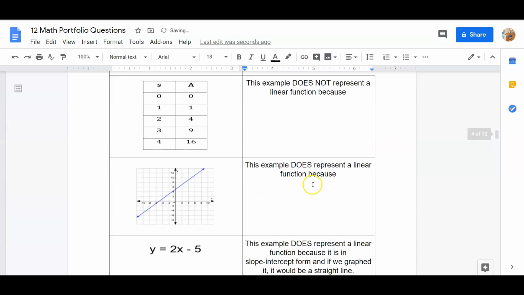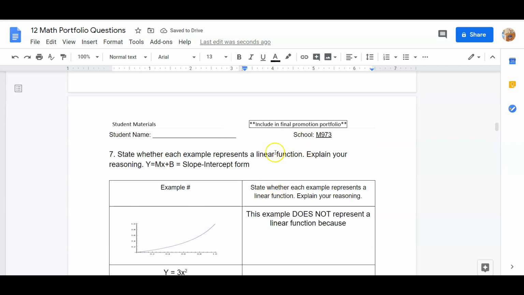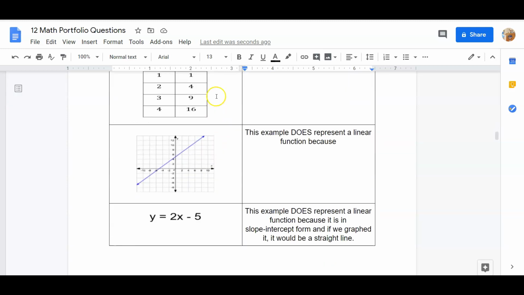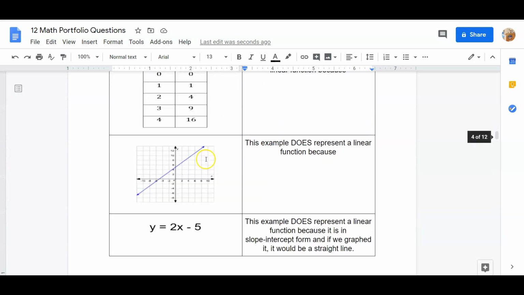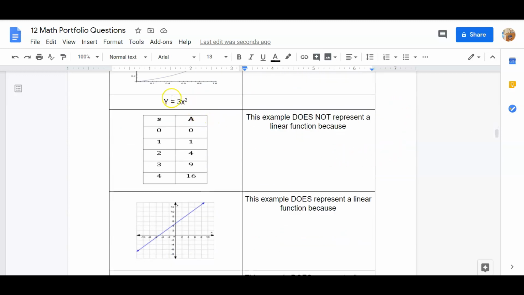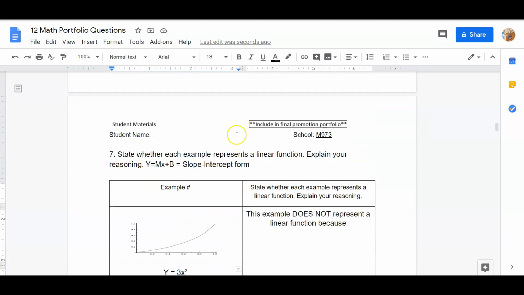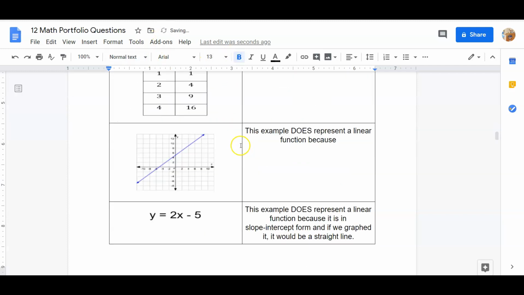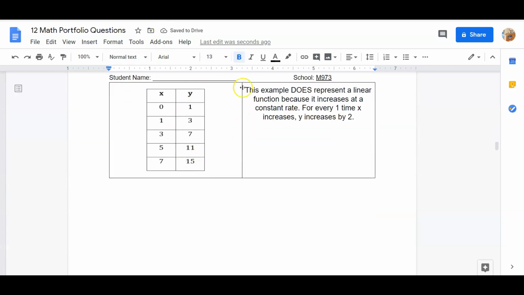So finish the sentences for the other ones and submit your best work, and I'll check it from there. But remember, to be linear, the graph needs to be straight, the equation needs to be in slope-intercept form, and for a table, it needs to be at a constant rate.